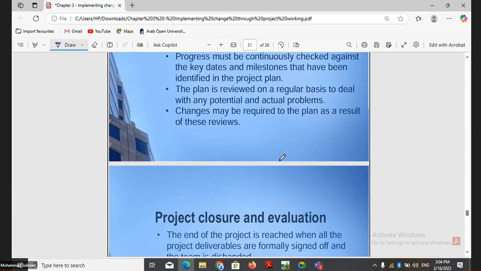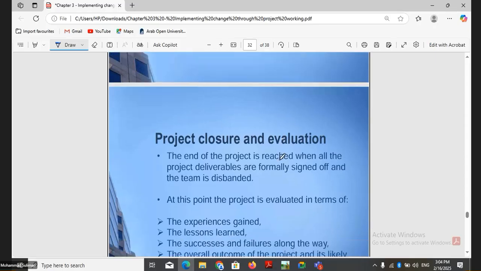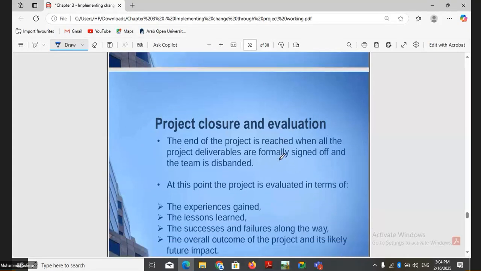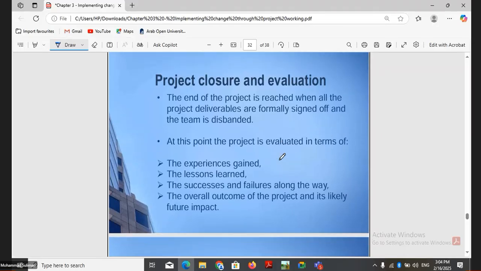Okay. At the final stage, we do project closure and evaluation. That is, at this stage, here comes the end of the project. Here all the project deliverables are formally signed off and the teams are disbanded. We release all the teams.